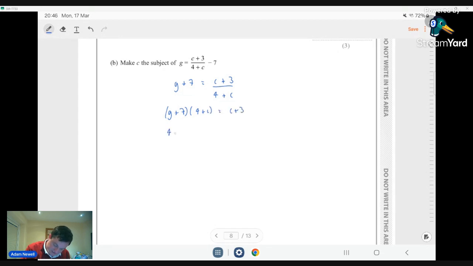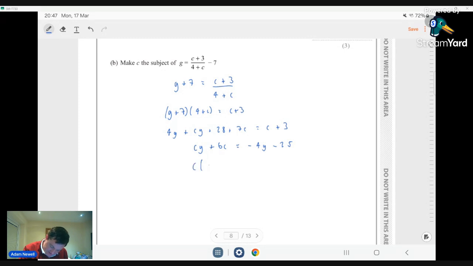I get 4G plus CG plus 28 plus 7C is equal to C plus 3. I want to try and keep C's positive if I can do. So I'm going to take the C's to the left-hand side. And I get CG plus 6C when I take away the C. And that's going to equal minus 4G. And 3 take away 28 is negative 25.